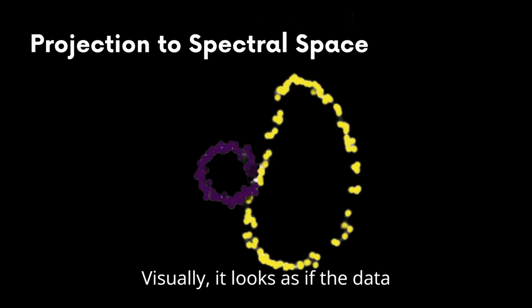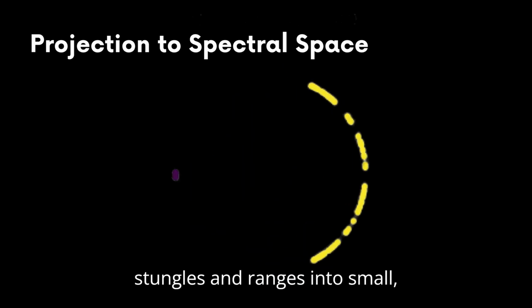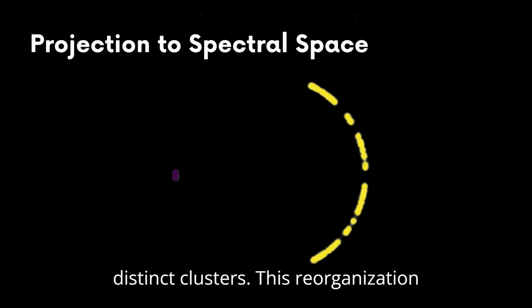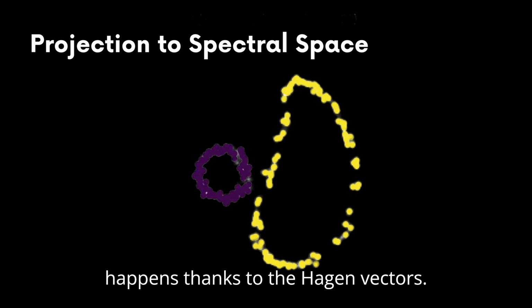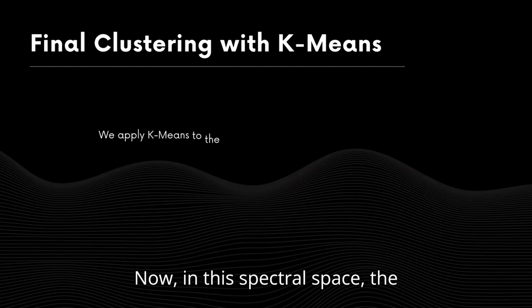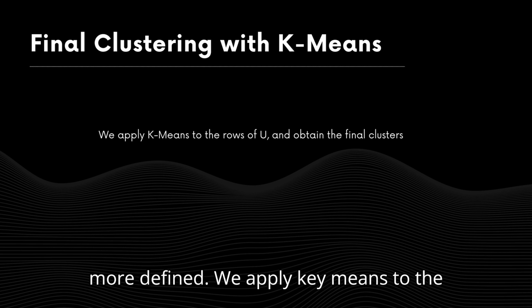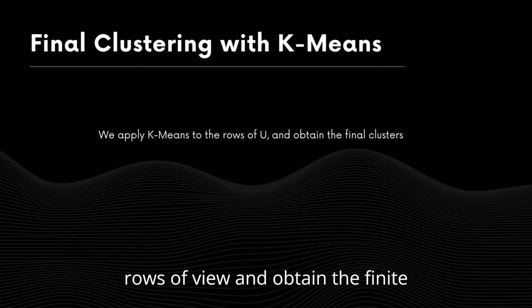Visually, it looks as if the data untangles and rearranges into small, distinct clusters. This reorganization happens thanks to the eigenvectors. Now, in this spectral space, the boundaries between groups are much more clearly defined. We apply k-means to the rows of U and obtain the final clusters, now free from the limitations of the original data shape.